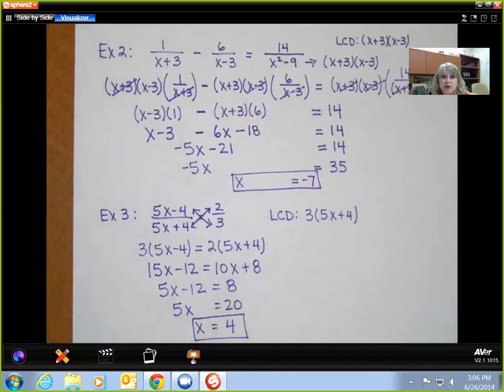So that's how you get rid of denominators in your equations. So to get rid of those rational equations, just multiply through by the least common denominator. Gets it out of fraction form every time.